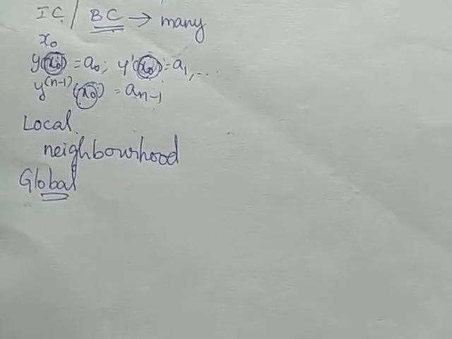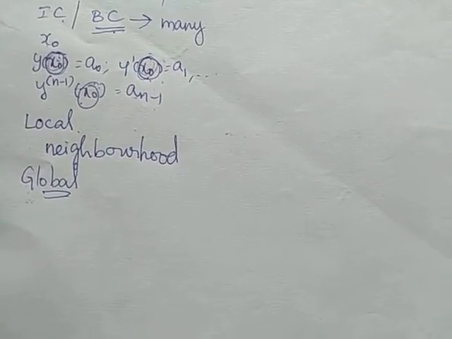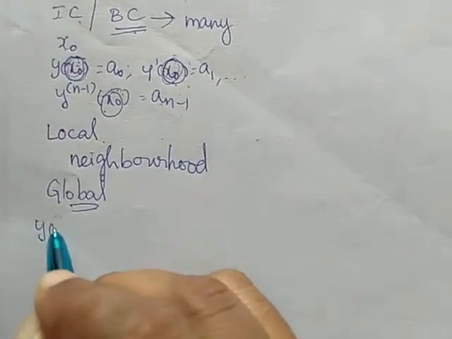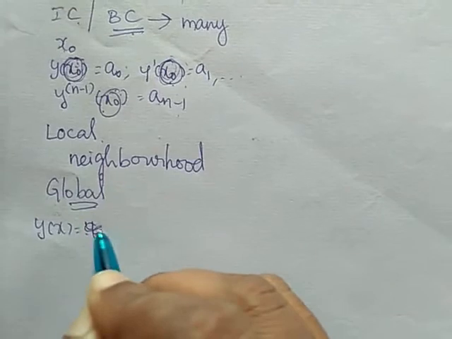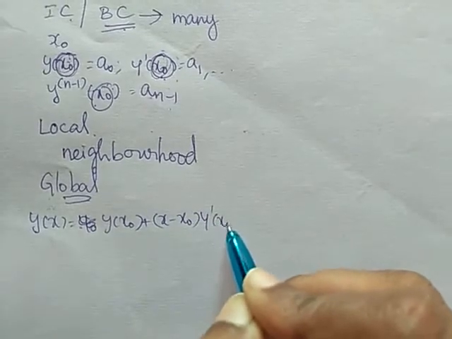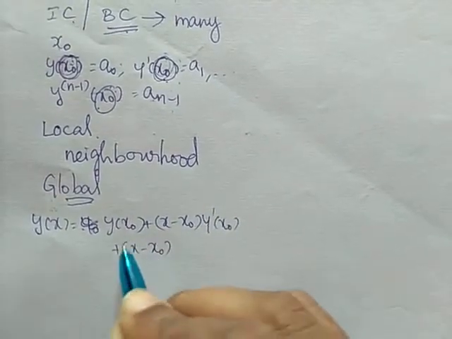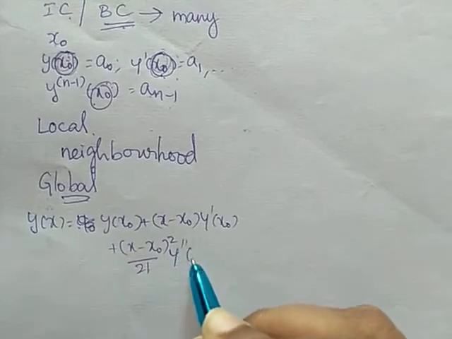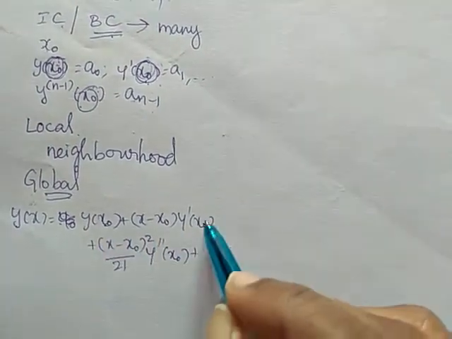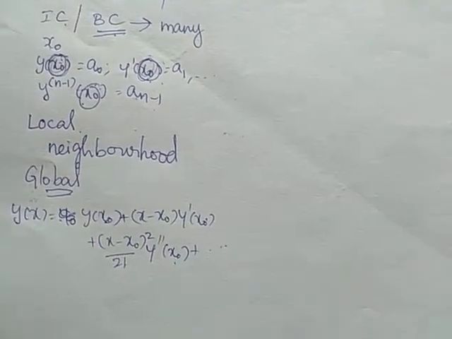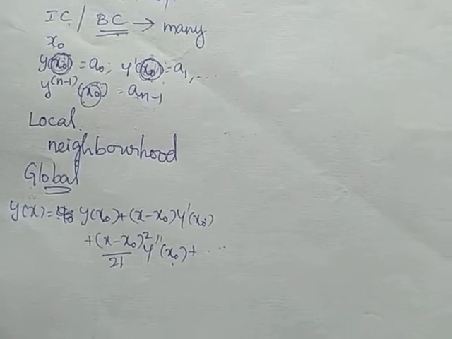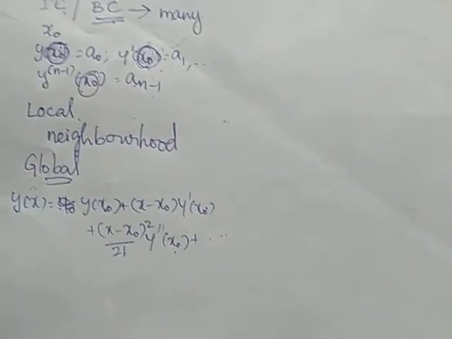Suppose we consider the Taylor series. So we know the Taylor series expansion: y of x is y naught, where y naught means y of x naught, plus (x minus x naught) into y dash of x naught, plus (x minus x naught) whole square by 2 factorial into y double dash of x naught, etc. This is our Taylor series. We have noticed that this is defined at only one point. It is an initial value problem, and this result comes under initial value problems subjected to local analysis.